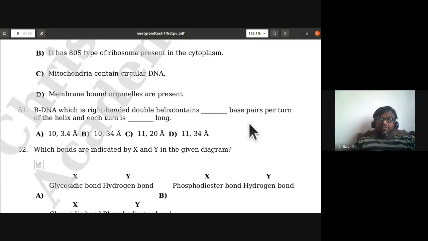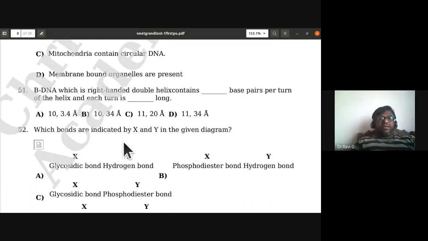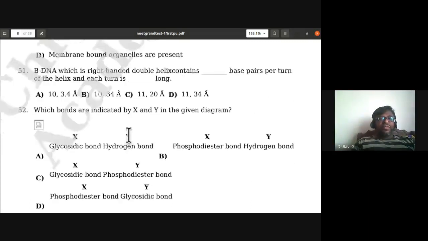Okay, so 34 angstrom, and for 10 base pairs per turn of the helix, and each turn is dash long. So it is 10 base pairs and 34 angstrom. So 10 base pairs, B is the answer, and 34 angstrom is the correct answer. So 51st is 10 base pairs and 34 angstrom.